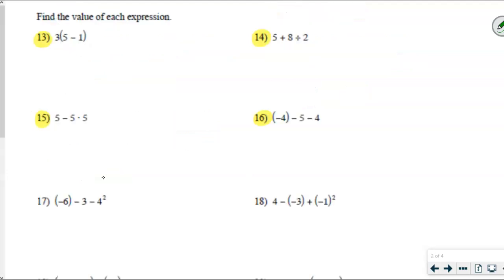Your homework: 13, 14, 15, and 16. You don't need to do any more than that, but you do need to do 13 through 16 for homework.